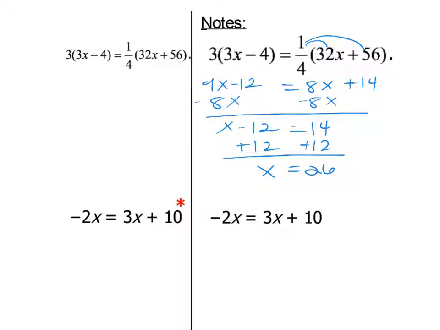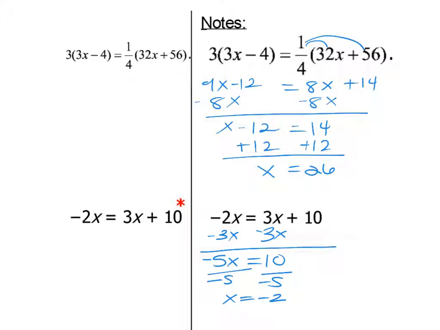All right, the next one is not as bad, so what do we do? Yes? First, is it negative 2? It is. Okay, so you subtract 3x on both sides. That's right. And then you divide both sides by -5. That's right. So x equals -2. Okay.